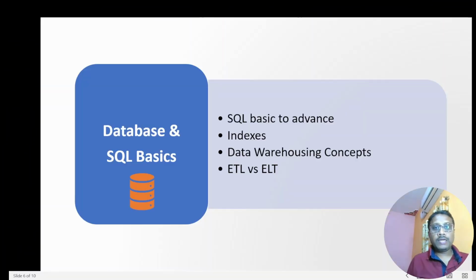Next, we learned databases and SQL, from SQL basics to advanced and indexes, what the data warehousing concept is, and ETL or ELT: what extract, transform and load is, and what extract, load and transform is.